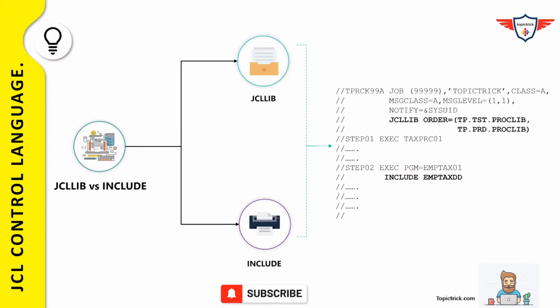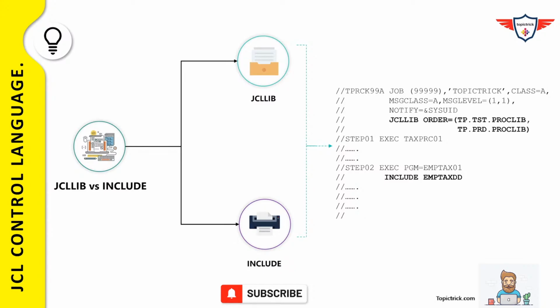So in a nutshell, the JCLLIB statement lets you identify libraries as private procedure libraries that the system should search to find a specific catalog procedure that you are trying to invoke from the JCL. And in case you have more than one PDS and you want to specify the search sequence, you can also do that with the help of the ORDER keyword. So you can use JCLLIB followed by a space and then ORDER, and after that you can specify the PDS in the sequence in which you want the system to search. And always remember that the JCLLIB statement must appear after the JOB statement but before an EXEC statement in that job.